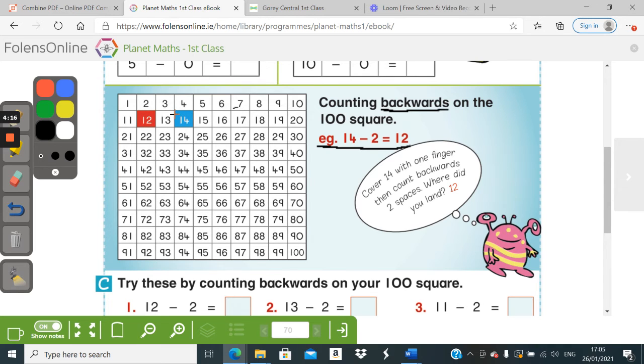Well, you can cover it, or what I like to do is just draw a square or draw a circle around it. So there's our first number, and as you can see, just like I said, 14 is the biggest number of the 3.